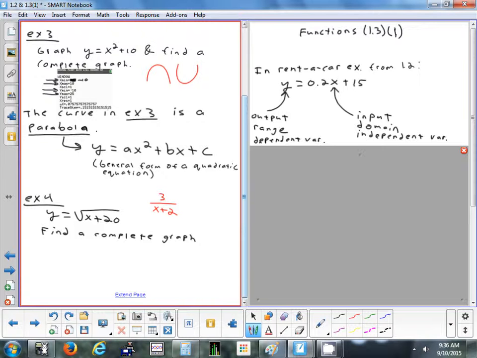Some functions, the domain is anything you want. You can plug in any number and there's no problem. Some functions, we got to be careful. Like when we divide by a variable or when we take a square root with a variable. Those are the two times you got to be careful.